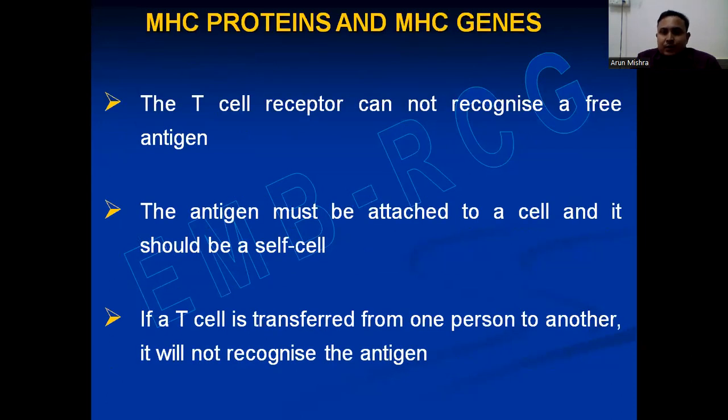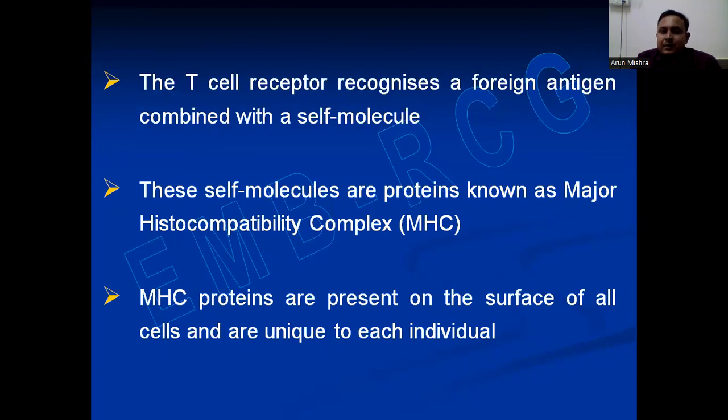The MHC proteins and MHC genes. The T cell receptors cannot recognize a free antigen. The antigen must be attached to a cell, and it should be a self cell. If a T cell is transferred from one person to another, it will not recognize the antigen. The T cell receptor recognizes a foreign antigen combined with a self molecule. These self molecules are proteins known as major histocompatibility complex or MHC complex.